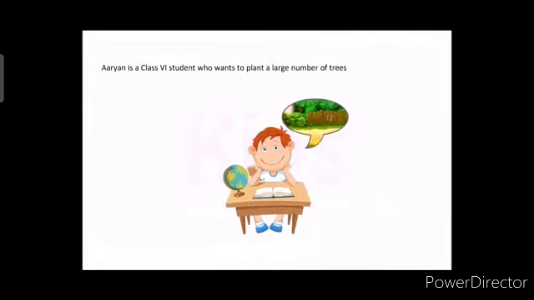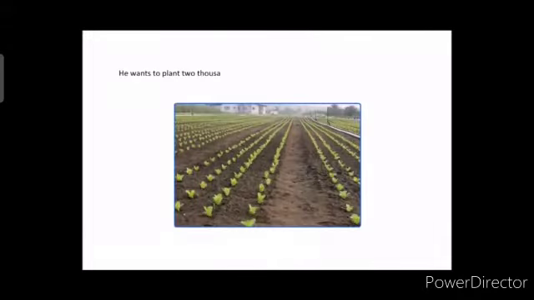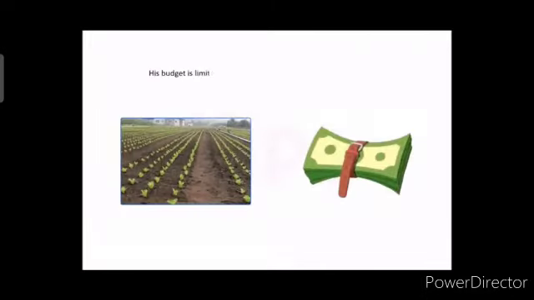Aryan is a class 6 student who wants to plant a large number of trees to make his large colony green again after a significant amount of tree cutting was done to widen the roads. He wants to plant 2,000 trees, for which he needs a large number of seedlings. His budget is limited and he cannot afford to buy so many seedlings.